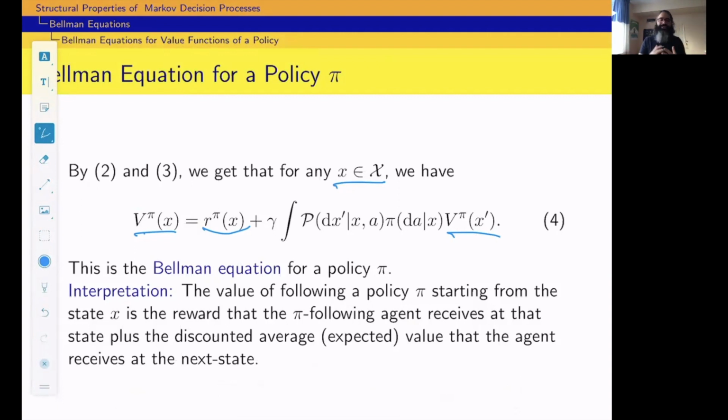So this is the value that we get when we start from state x. We get a reward r pi, and then we follow to the next state and add that reward plus the discounted expected value of the value function at the next state. So that's the interpretation of it. That was clear from the process that I described, how this is generated. This equation is a recursive equation that relates the value function at the current state to the value function at the next state.